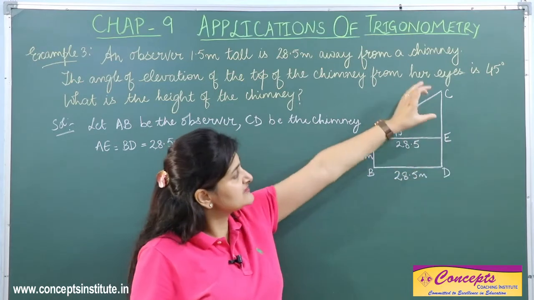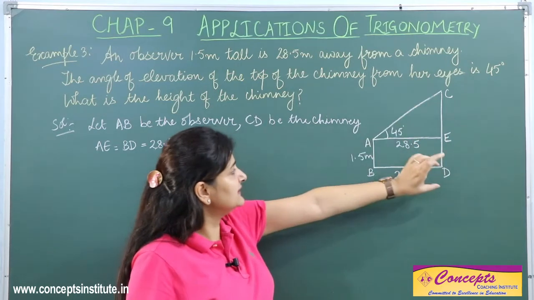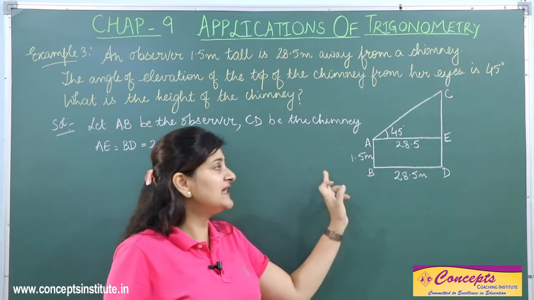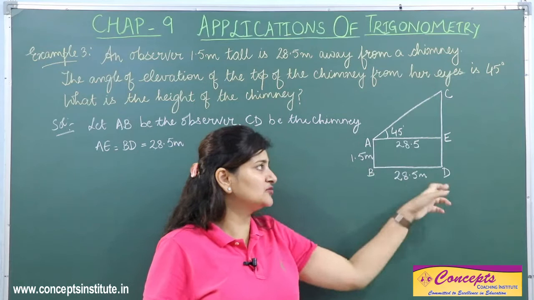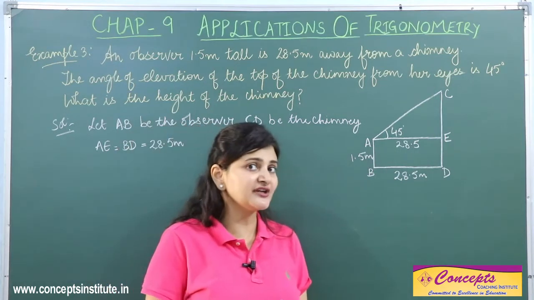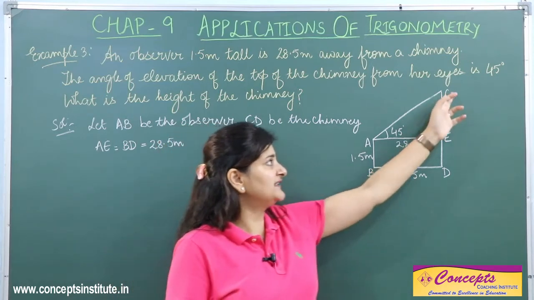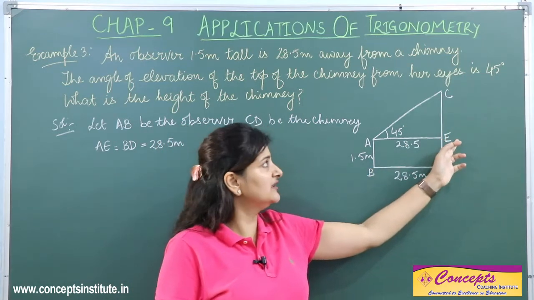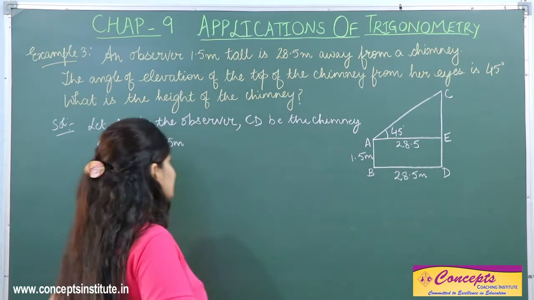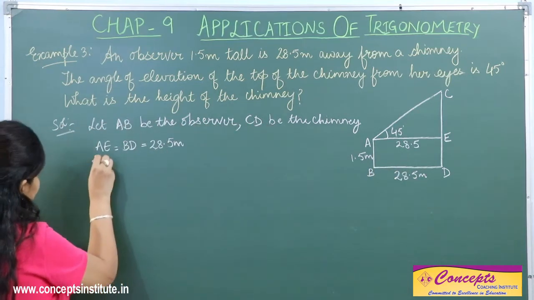Yes. Why? Because if I find out CE, then ED is also going to be equal to AB, that is 1.5 meter, and I can add these both to find out the height of the chimney. So let's do it. Now which T ratio can we use? See, we have to find out CE, which is the perpendicular. So perpendicular upon base equals tan. So I am going to use the T ratio tan.